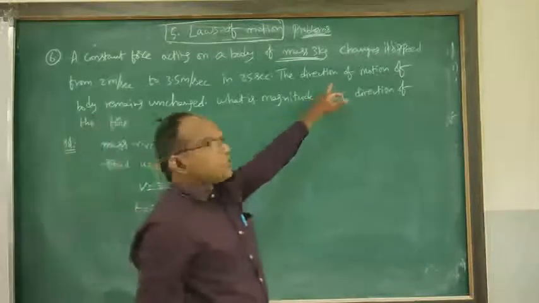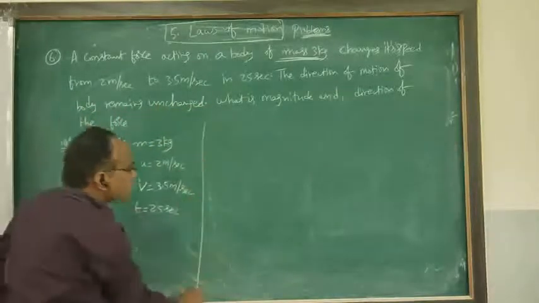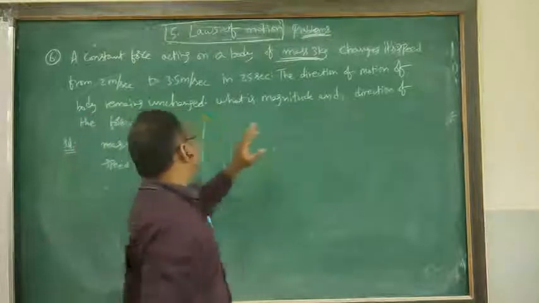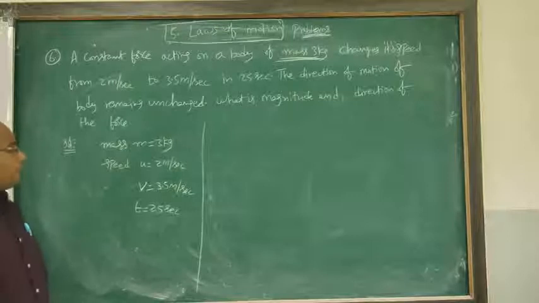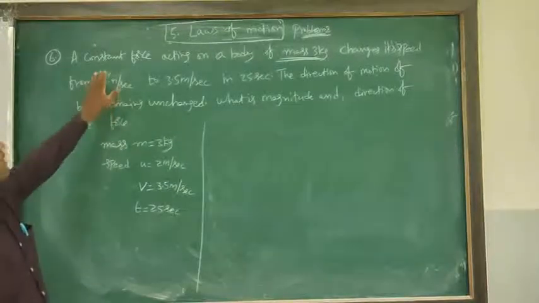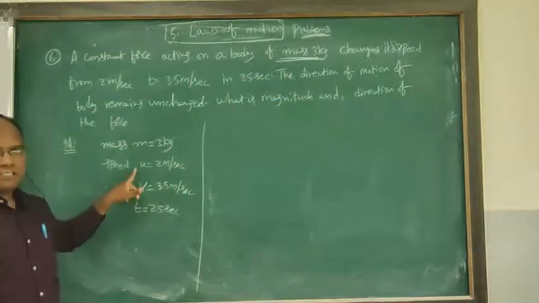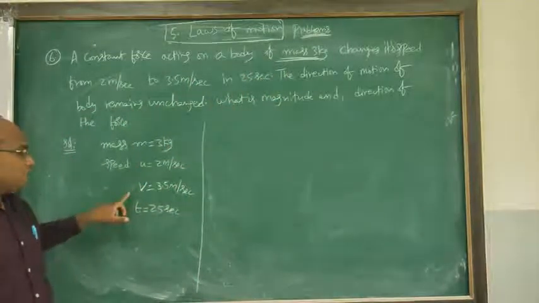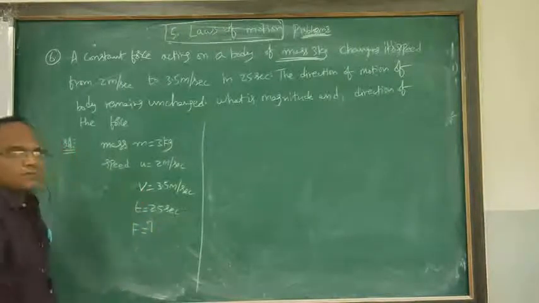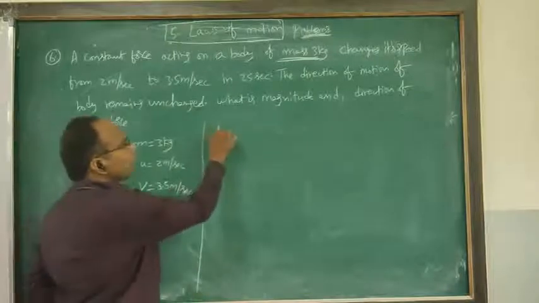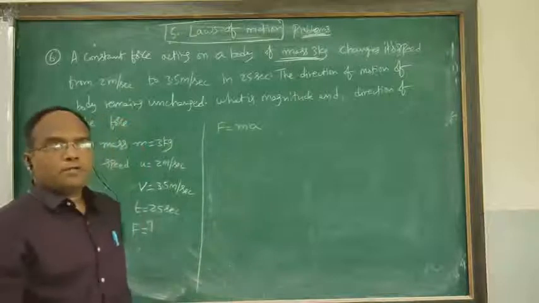The direction of the motion of the body remains unchanged. They are asking for the magnitude and direction of the force. So here mass is given, initial speed, final speed and time are given, and they are asking for the force. So what is the formula for force? F is equal to m into a.